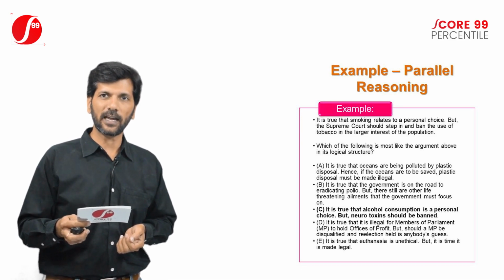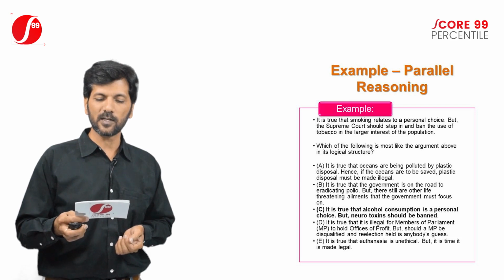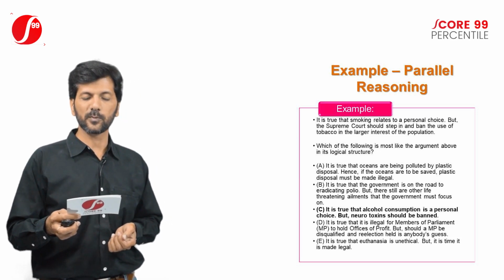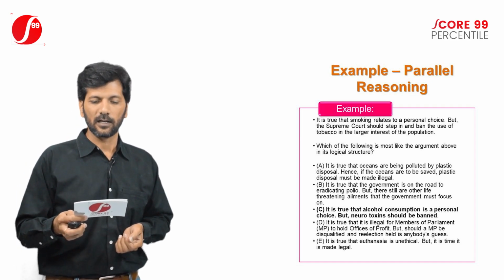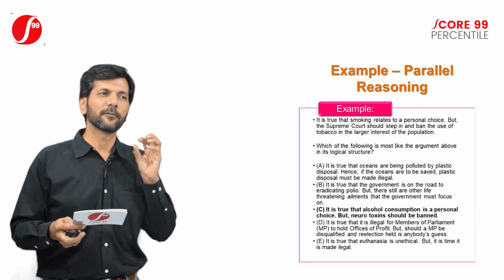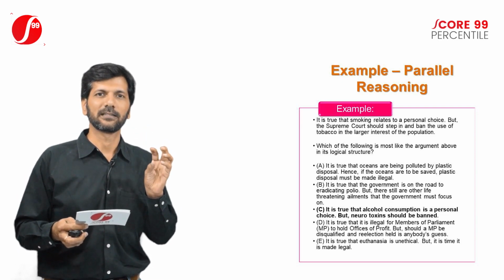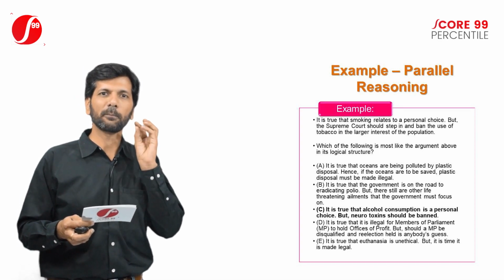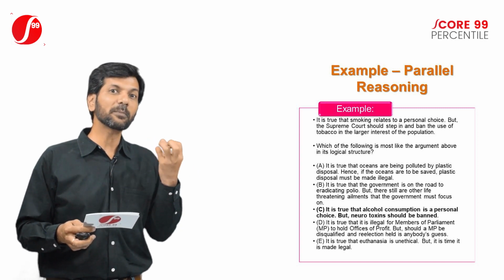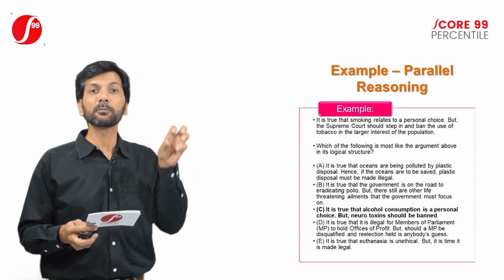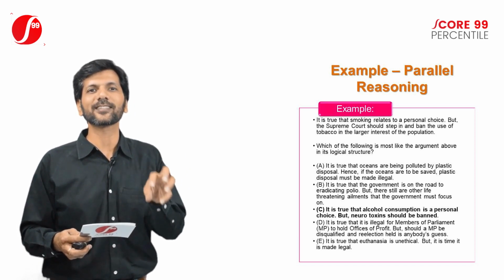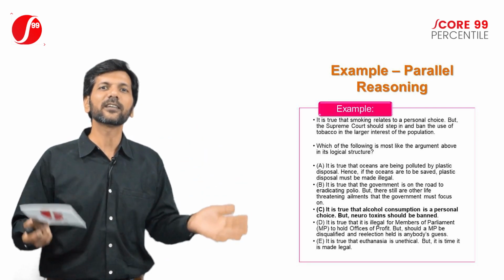If you look at choice A, it says that it is true that oceans are being polluted by plastic disposal. Hence, if the oceans are to be saved, plastic disposal must be made illegal. Now, the line of reasoning in the argument talks about first some habit or some methodology that is a personal choice. In spite of that being a personal choice, a much bigger authority should step in to completely take that personal choice away from people in the larger interest of the people.